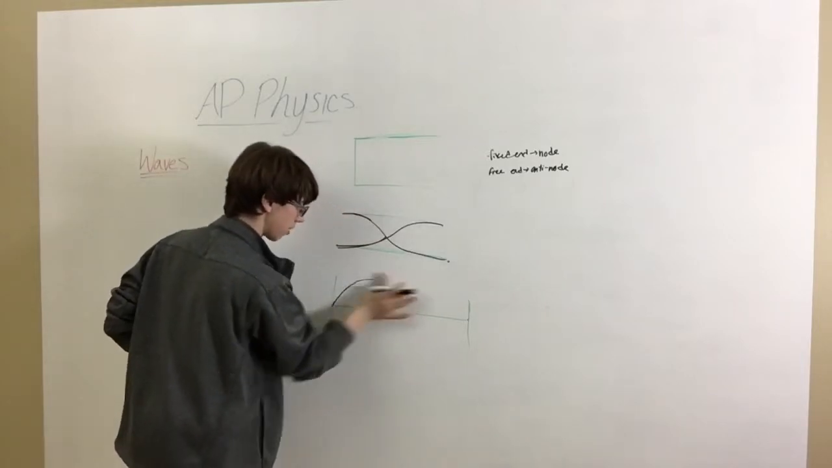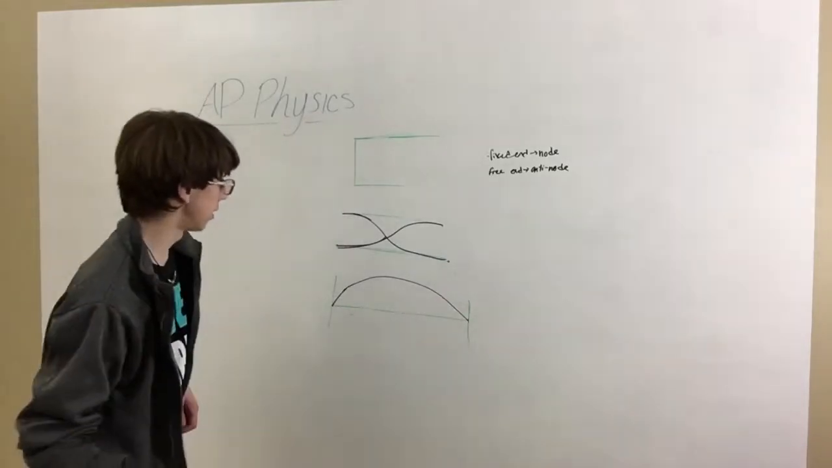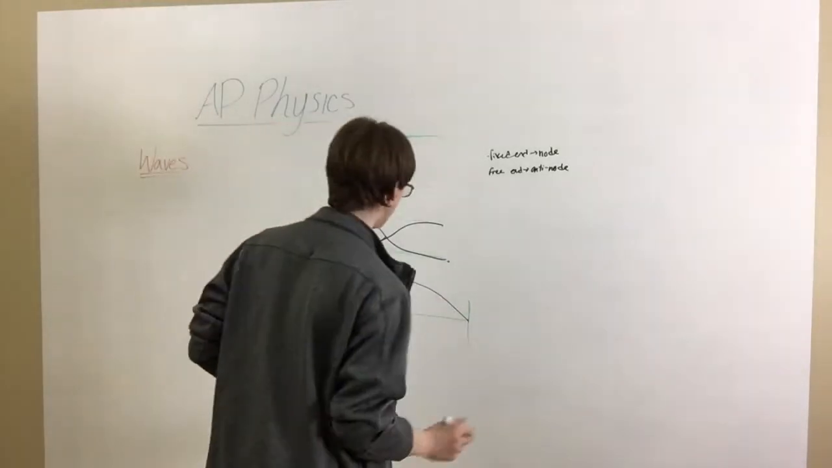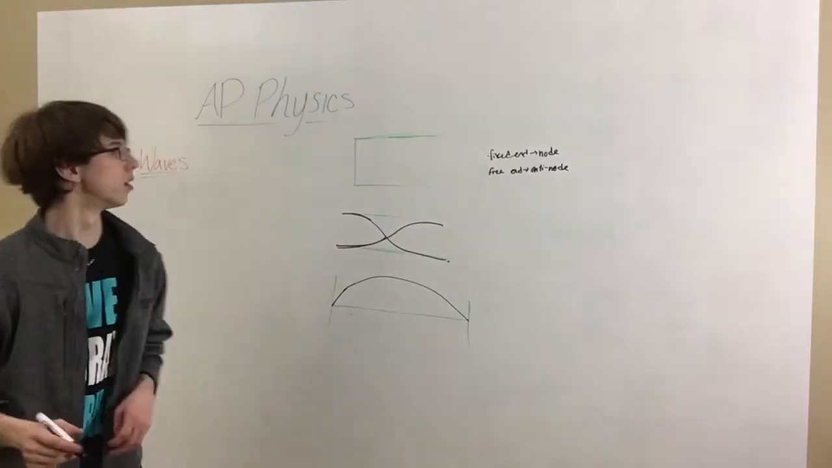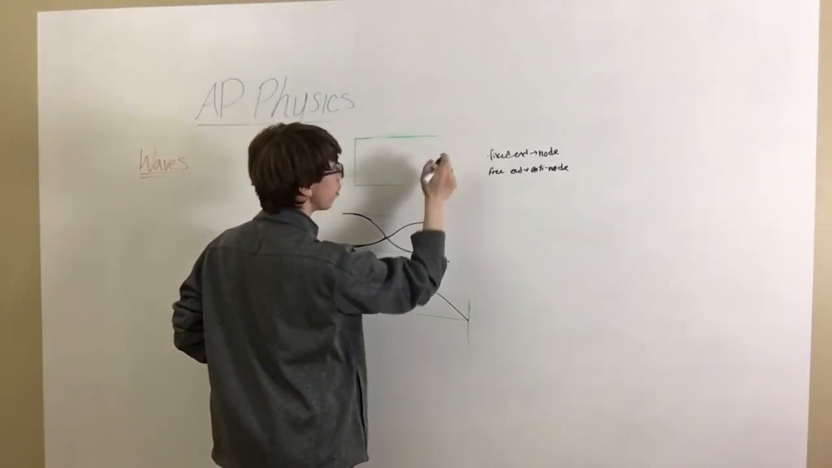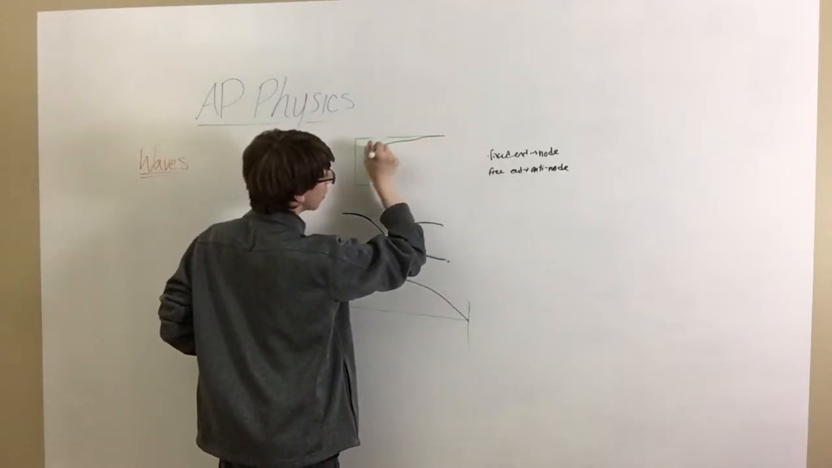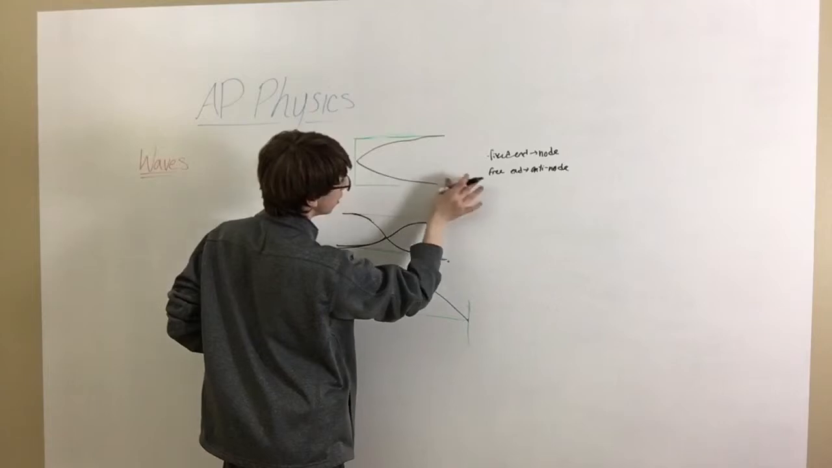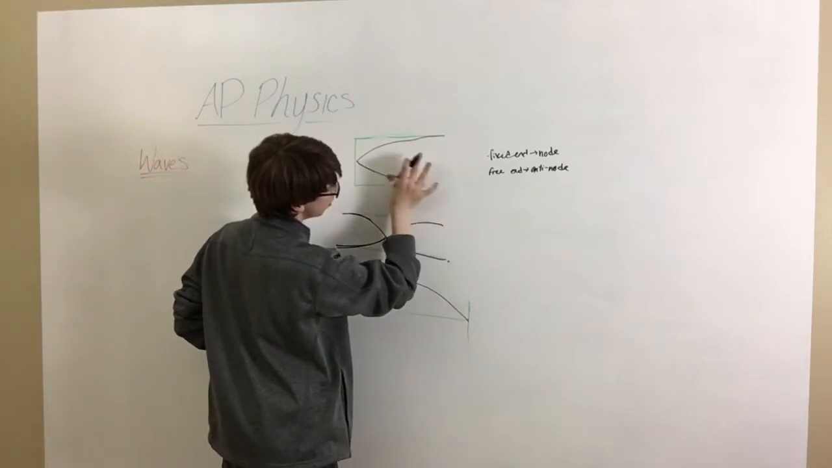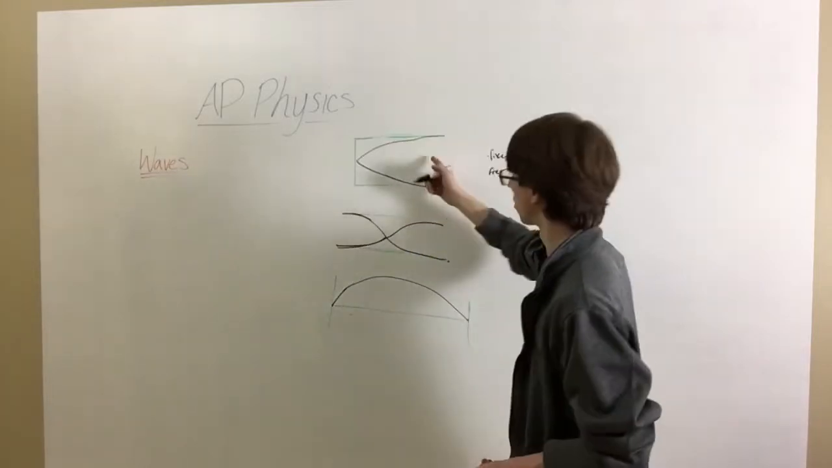So what does the first harmonic look like for this? Well, it looks like this. Boom, done, that's it. One antinode and two nodes. All right? And here we have a fixed end and one open end, one free end and one fixed end. So here we're going to draw our first harmonic here. All right? So this is our first harmonic.